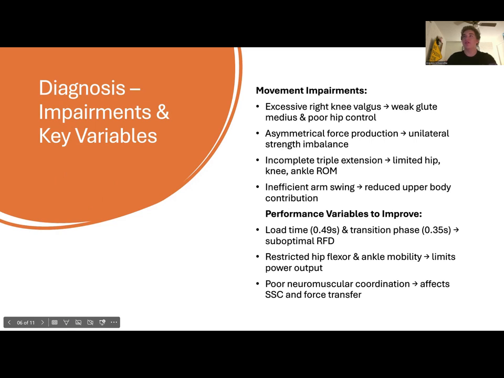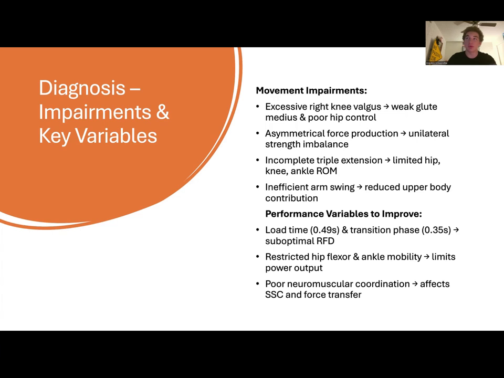On this next slide, we outline the main movement issues and the performance variables we're focusing on. First, we noticed a significant right knee valgus during takeoff, which is likely due to weak gluteus medius activation and poor hip control. There's also asymmetry in force production, meaning one leg is likely stronger than the other, and that's affecting balance and jump efficiency.